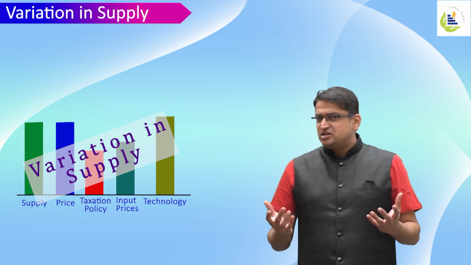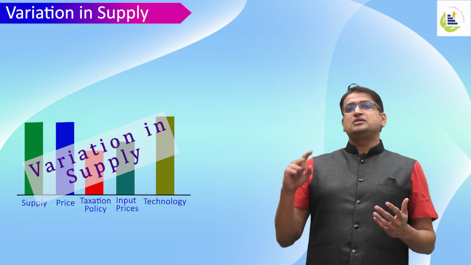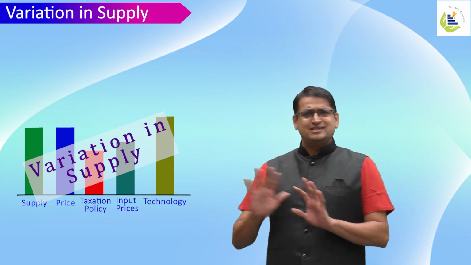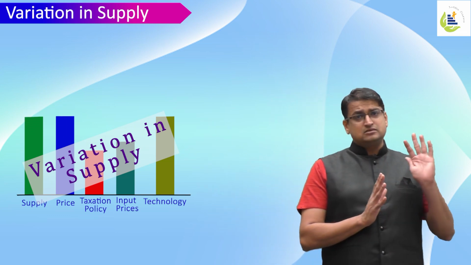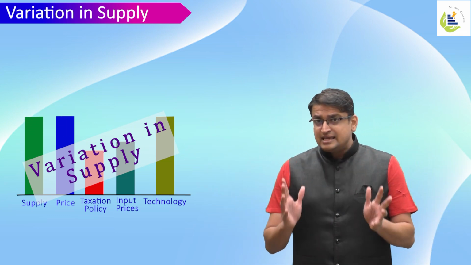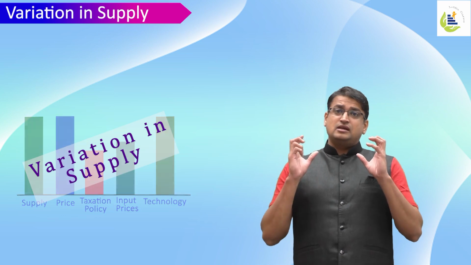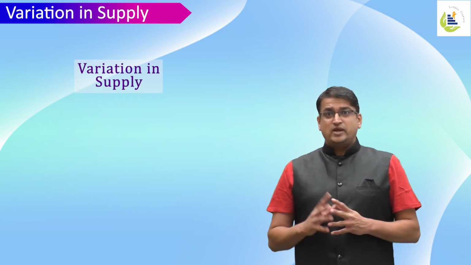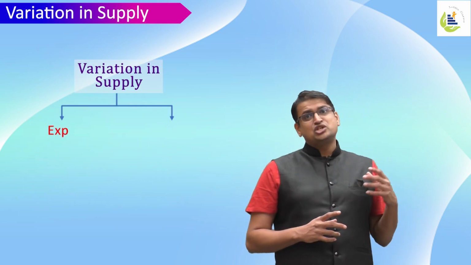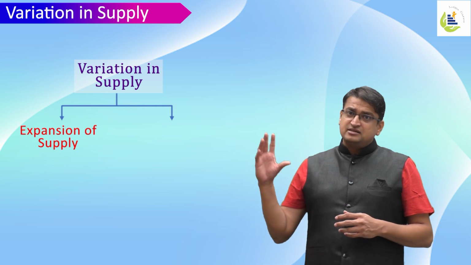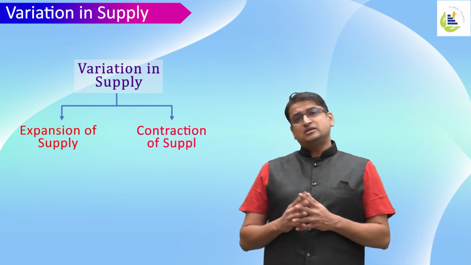So, variation in supply is changes in quantity supplied due to price only. It's as simple as that. Other factors remain constant. We can see variation in supply in two ways: one is extension or expansion of supply, another is contraction or reduction in supply.